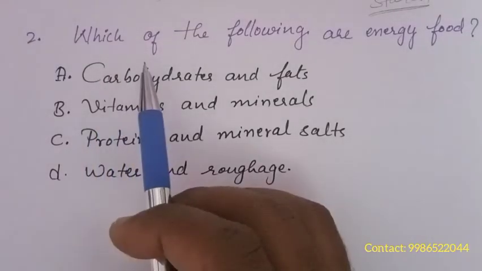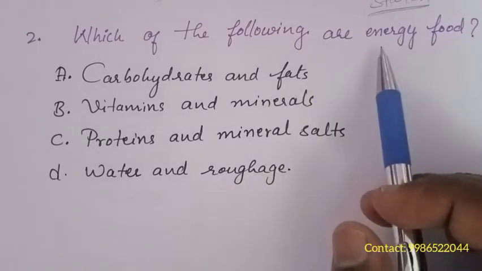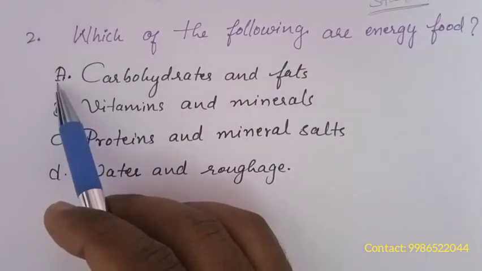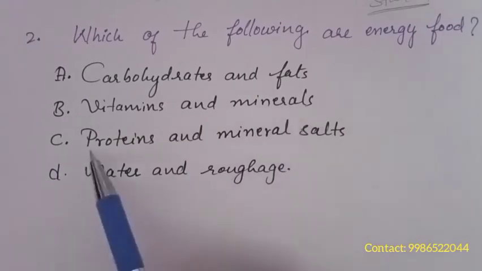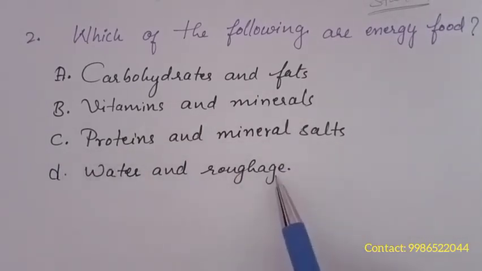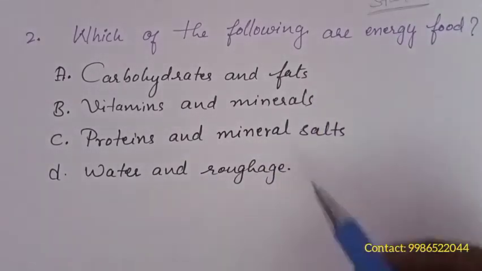Second question, which of the following are energy food? So let us take energy giving food components. Option A, carbohydrate and fat. B, vitamins and minerals. C option, proteins and mineral salts. D option, water and roughage. So here you can see, let us go with the last option.